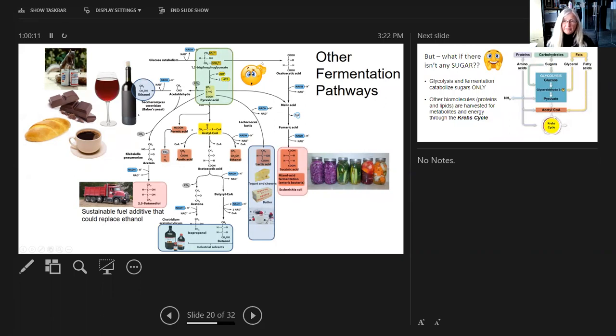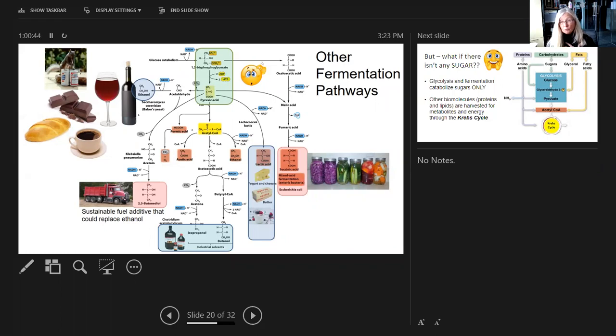Okay, so this is all done if there is an endless supply of sugar. The microorganisms can go through this process of fermentation. They can make enough ATP to get by. But what do you do if there isn't any sugar? So my first question is, what if there isn't any sugar? Can living things survive if there isn't any sugar? And you might be thinking, no, I would not be able to survive if there wasn't any sugar. But the truth is, we can survive if there isn't any sugar.